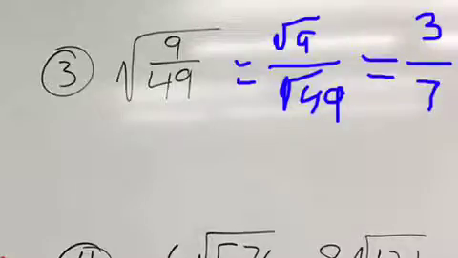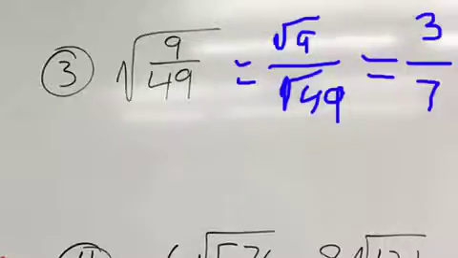So in problems like number 3, what you can see is that it looks like a fraction. The fraction can be scary, but you're doing the square root of the numerator separate from the square root of the denominator. So the square root of 9 is 3, the square root of 49 is 7, and now we're done. 3/7 is your answer.